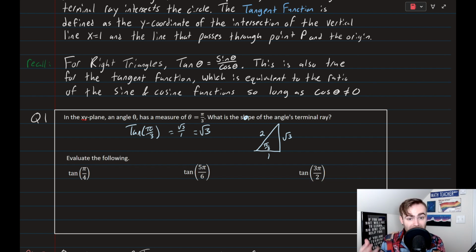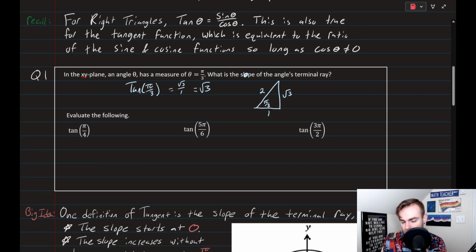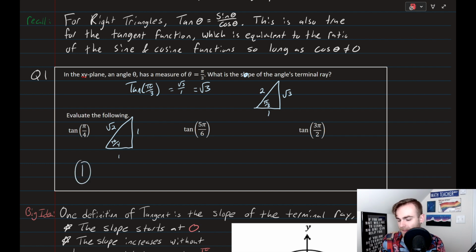We can use that same idea to evaluate these other tangents. If you want to pause the video and try them out yourself, by all means, but I'm going to get started here. Pi over 4 is pretty simple because we know that that is a 45, 45, 90 triangle. So that's 1, 1, root 2. That means we have 1 over 1, so this just turns into 1.